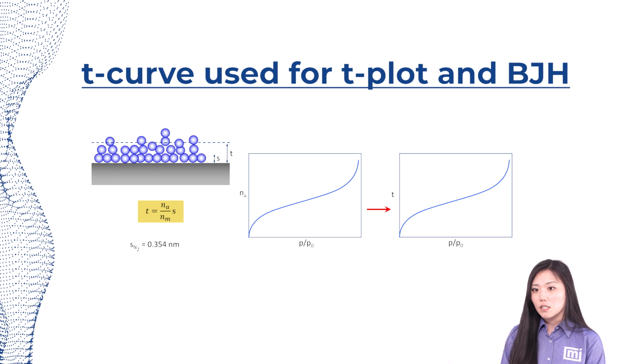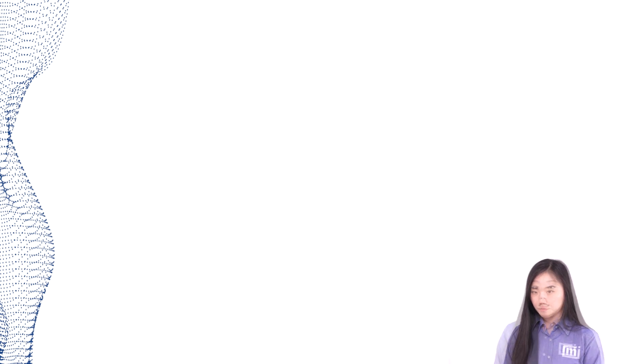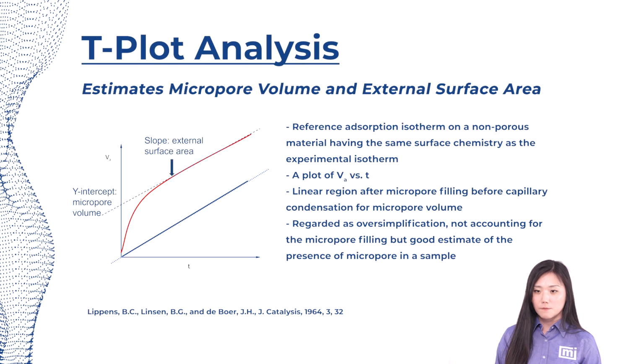So the statistical thickness of the adsorbed multilayer can be calculated by dividing the quantity adsorbed at a given pressure by the monolayer capacity, which calculates the average number of adsorbed layers, and multiplying this by s, which stands for the effective thickness of the monolayer of the adsorptive gas. So for example, the s is 0.354 nanometers for nitrogen.